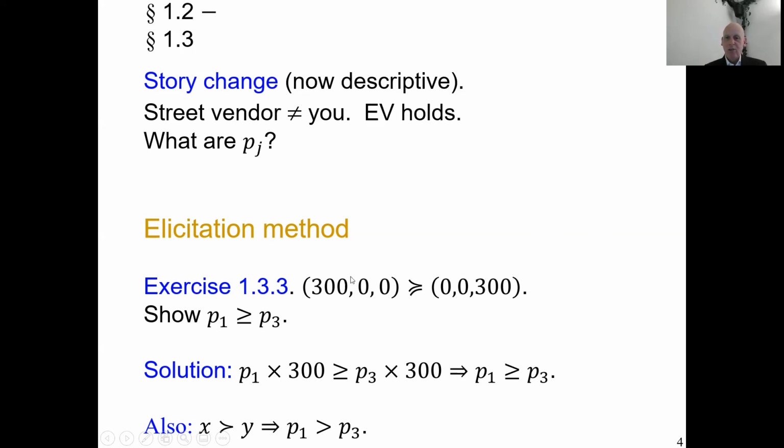Like here, from the observed preference, we obtain inequality information about the probabilities. We do a bit of mind reading here. We learn about the subjective degrees of belief of the street vendor, even in an as if sense, but so be it.